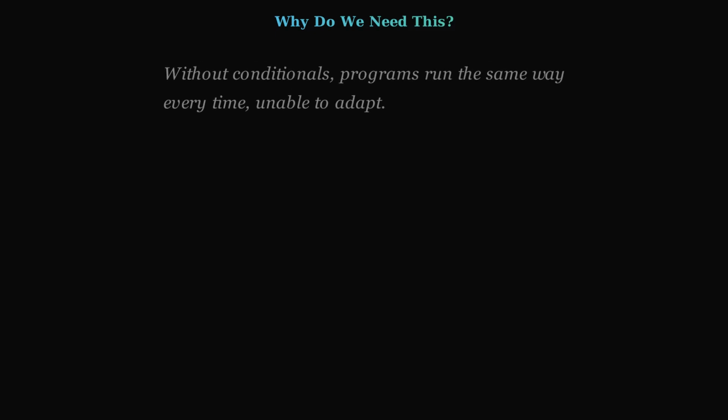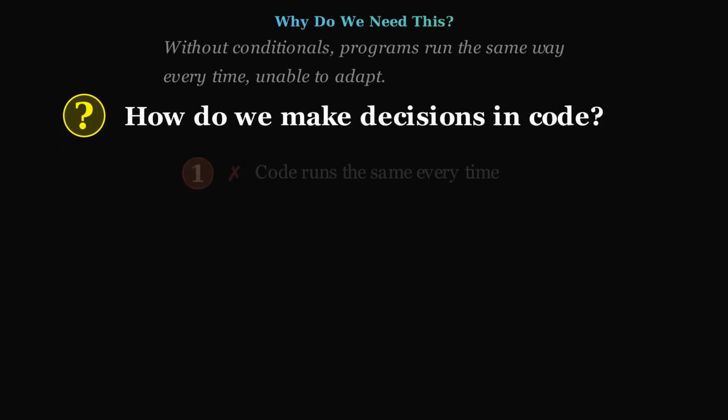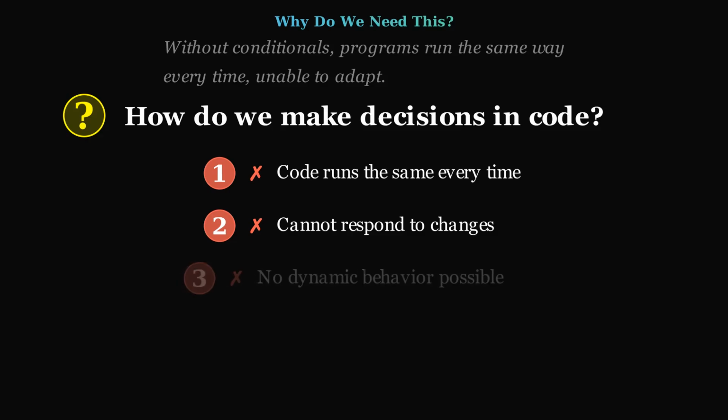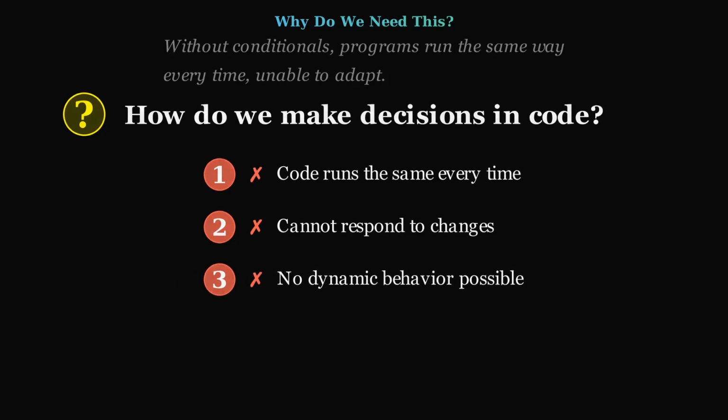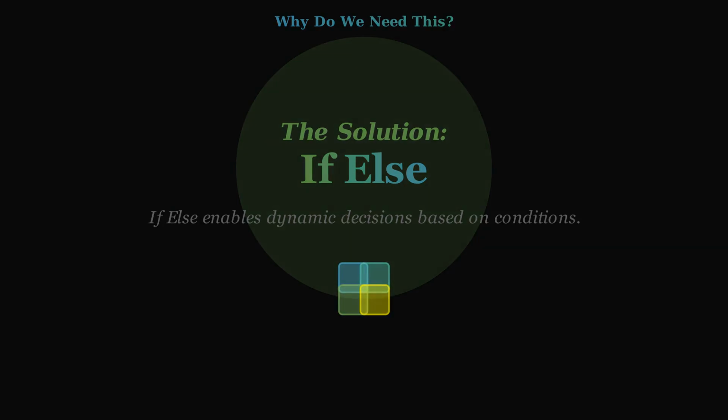Without conditionals, programs run the same way every time, unable to adapt. How do we make decisions in code? Code runs the same every time, cannot respond to changes, no dynamic behavior possible. If-else enables dynamic decisions based on conditions.